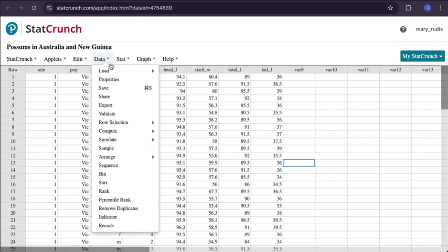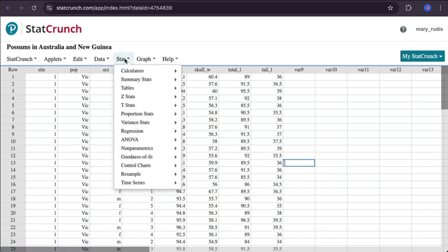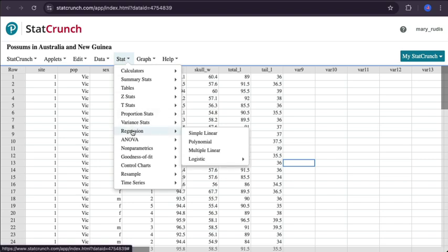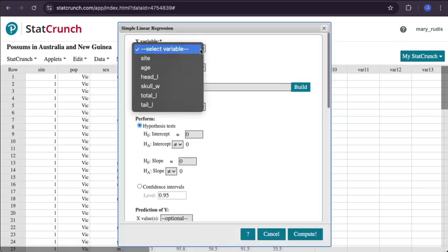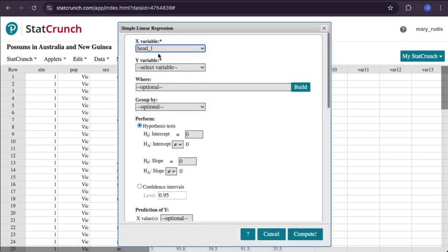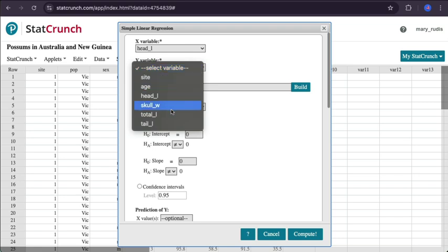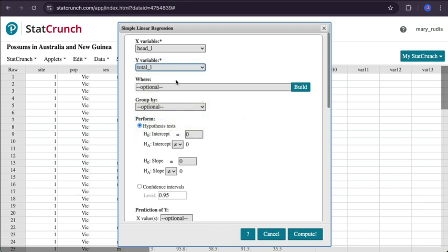So what we want to do is go under stat and then regression and simple linear regression, because there's only two variables. The x variable is going to be the head length. We want to know if the head length is going to be the predictor variable, and then the response variable is going to be total length. So can we tell something about the size of the overall possum by just its head? Okay. We don't need to do any group by things.